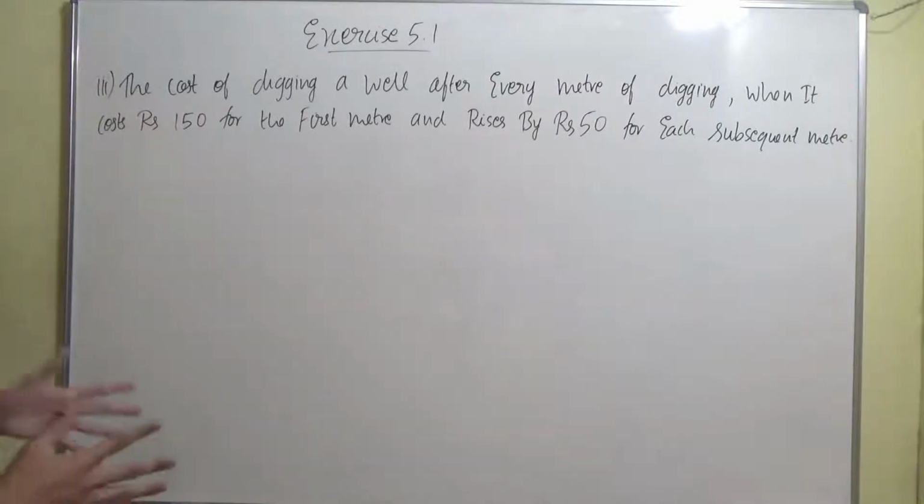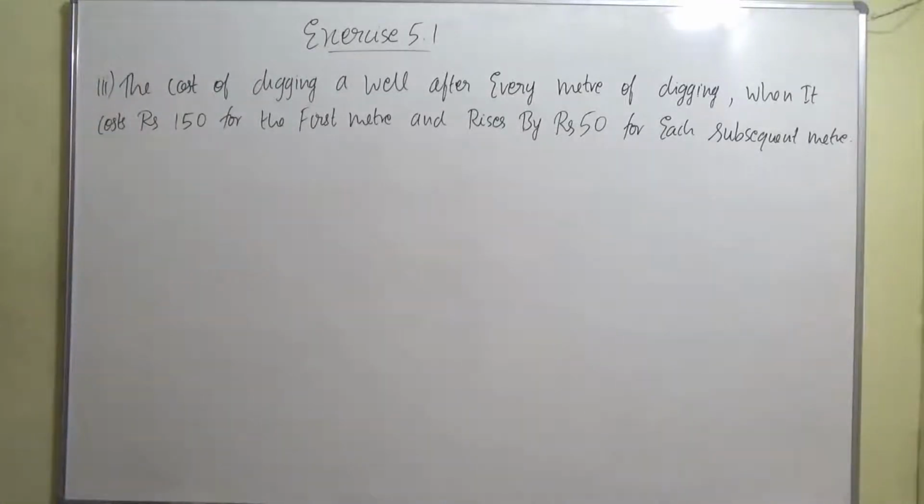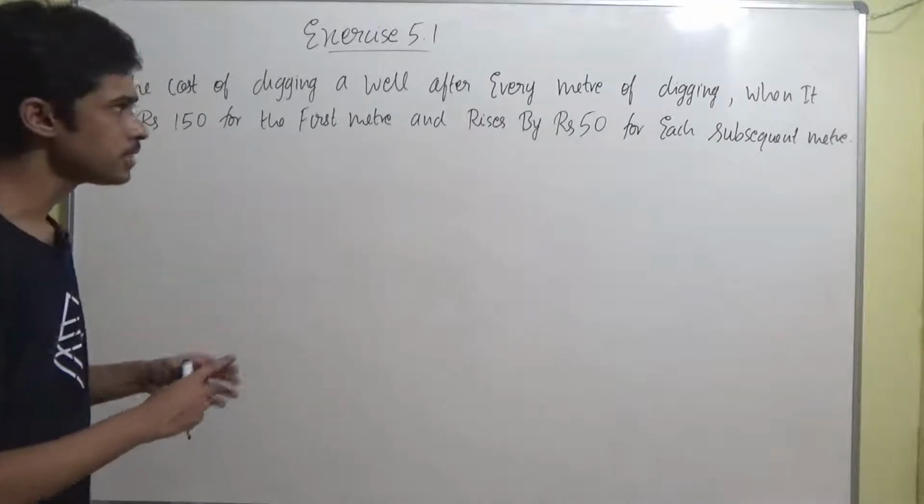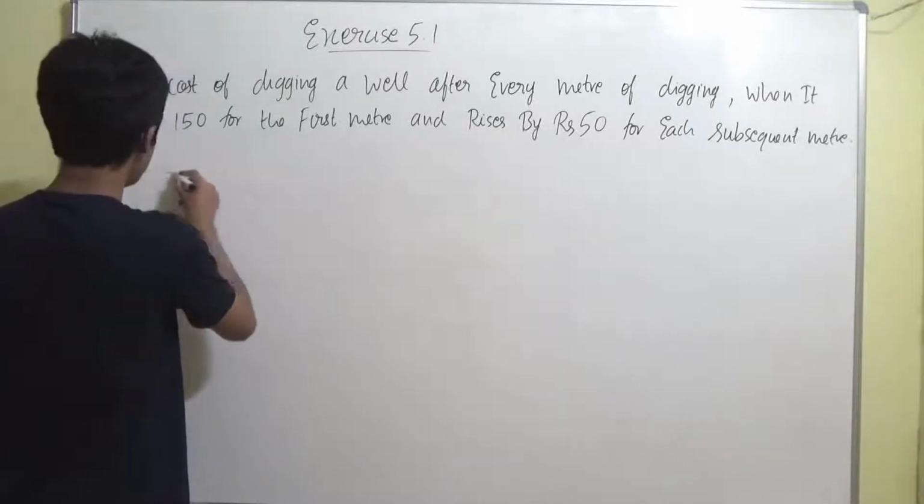Okay guys, now let's go to the third sub question. The third sub question is saying the cost of digging a well, after each meter of digging, costs rupees 150 for the first meter and rises by rupees 50 for each subsequent meter. Okay, so now we have to find whether it's an AP or not, right? So this is the third sub question. They're telling us, guys, for the first meter, if there's a well like this, and there's ground like this, this is the ground level.